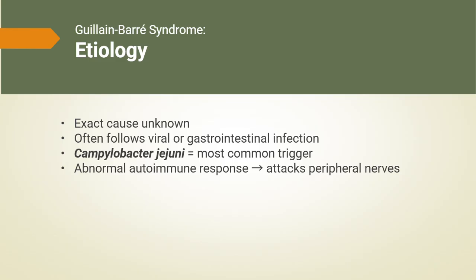For reasons that are still being studied, this organism can trigger an immune reaction that cross-reacts with components of peripheral nerves, a concept called molecular mimicry. Essentially, the immune system becomes confused and thinks the myelin on nerves looks similar to the bacterial proteins, and it begins attacking the nerves as well.